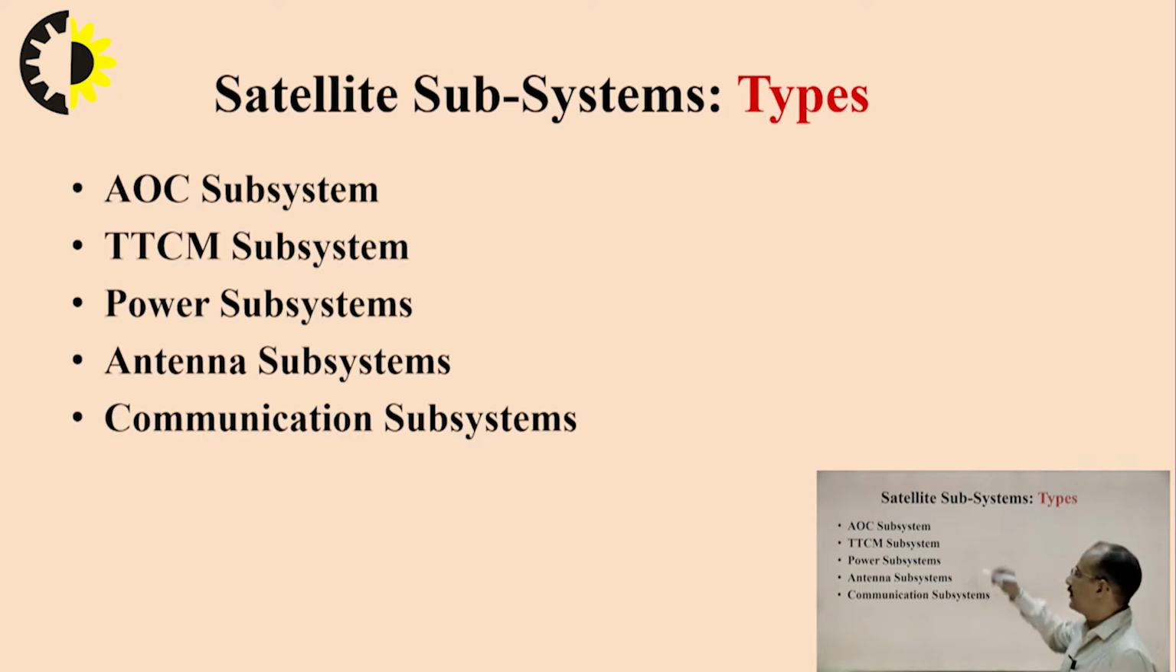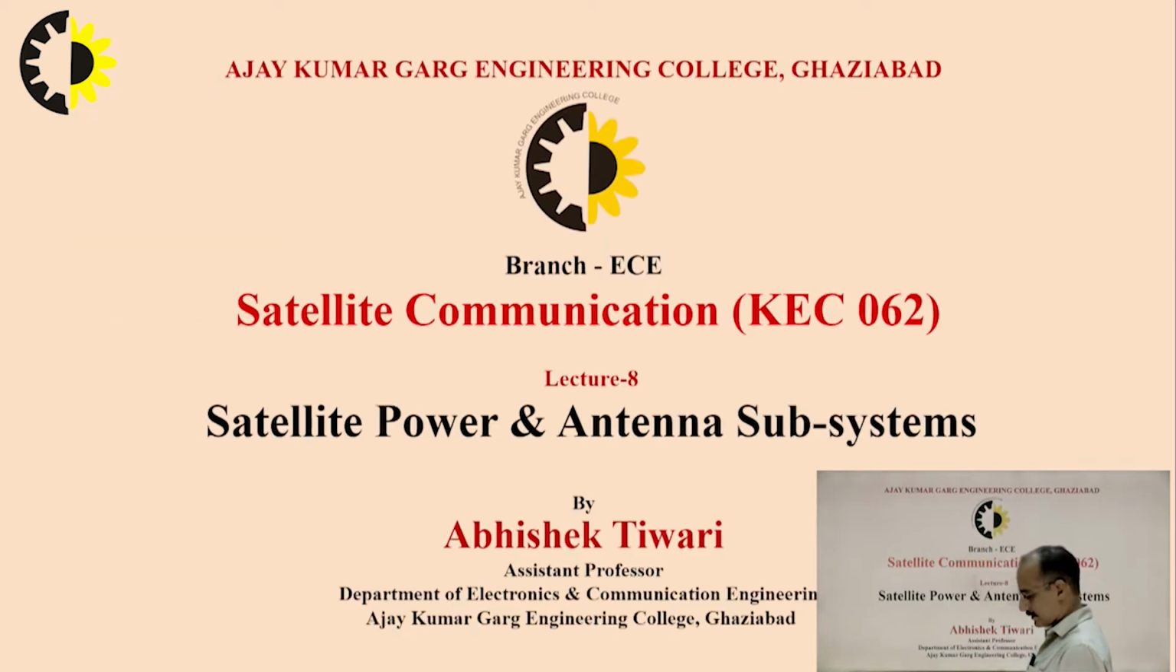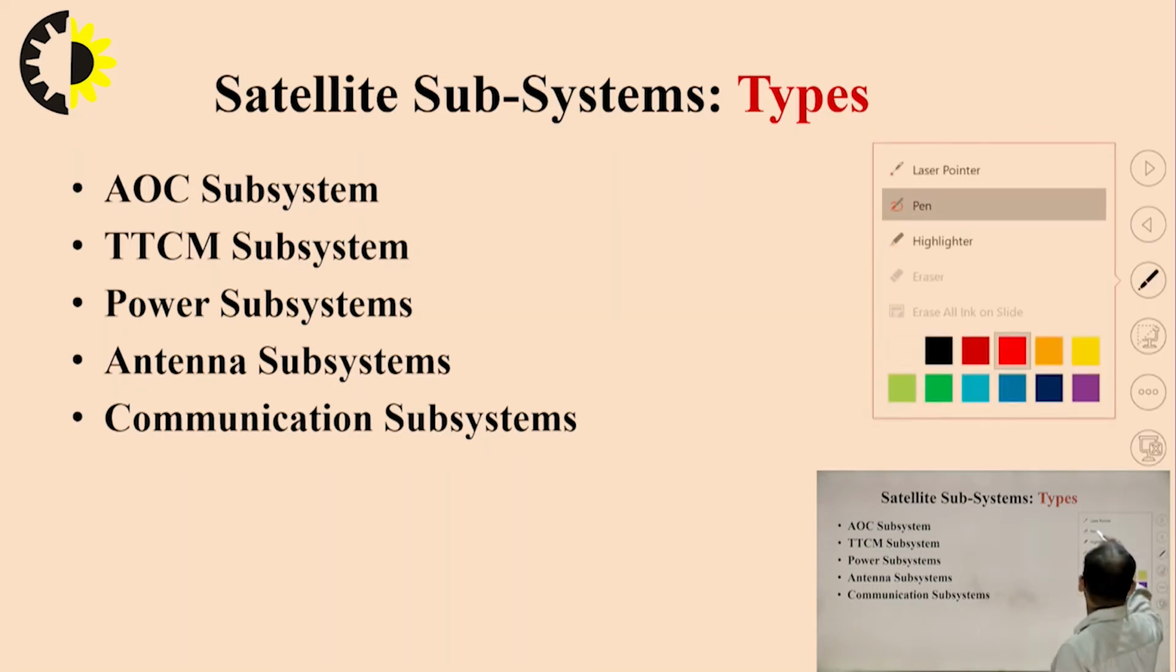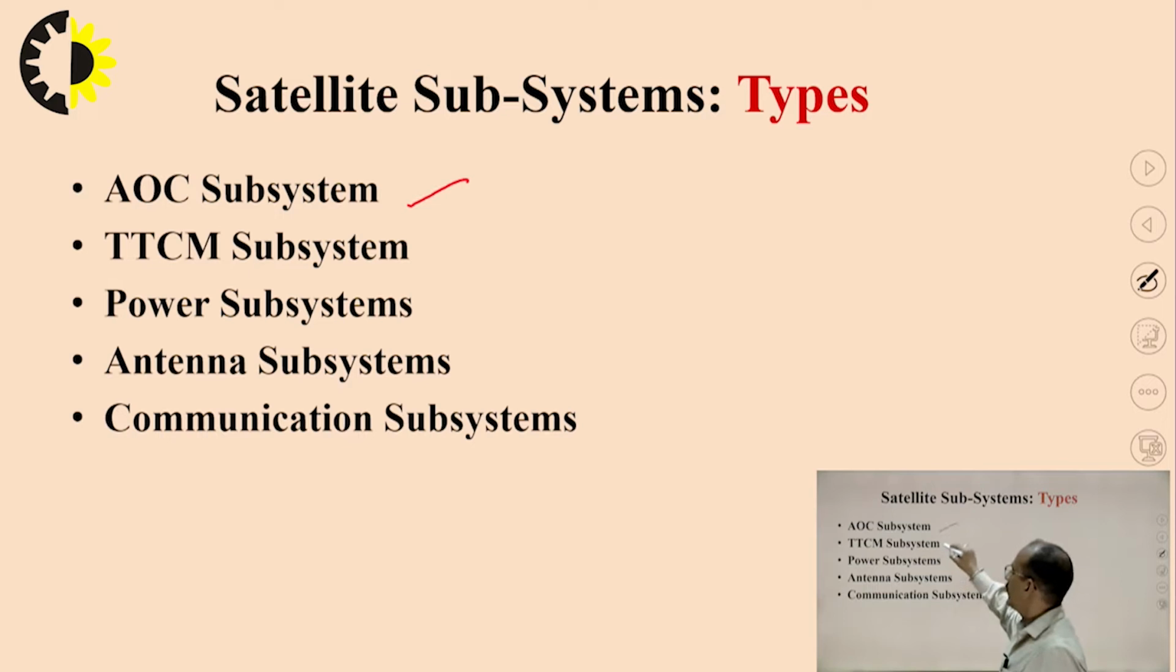In the previous one, we understood about the AOCS and TTCM. AOCS is basically related to the satellite attitude and orbit location. This system generates the data and takes the necessary action to maintain the satellite in its orbit and at a particular attitude.